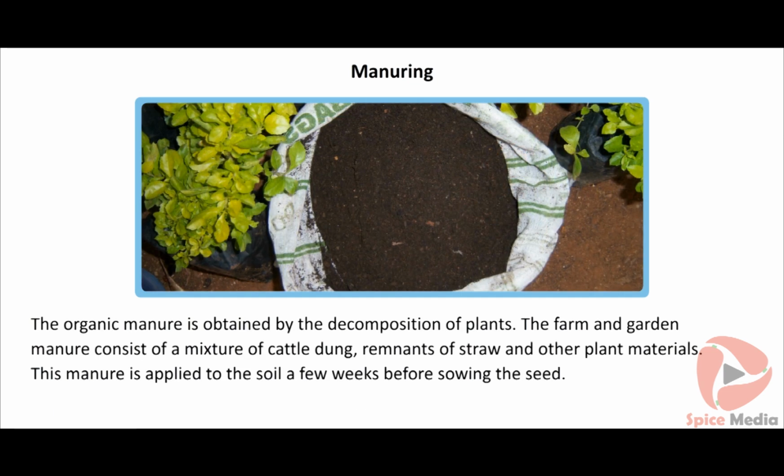The organic manure is obtained by the decomposition of plants. The farm and garden manure consists of a mixture of cattle dung, remnants of straw, and other plant materials. This manure is applied to the soil a few weeks before sowing the seed.